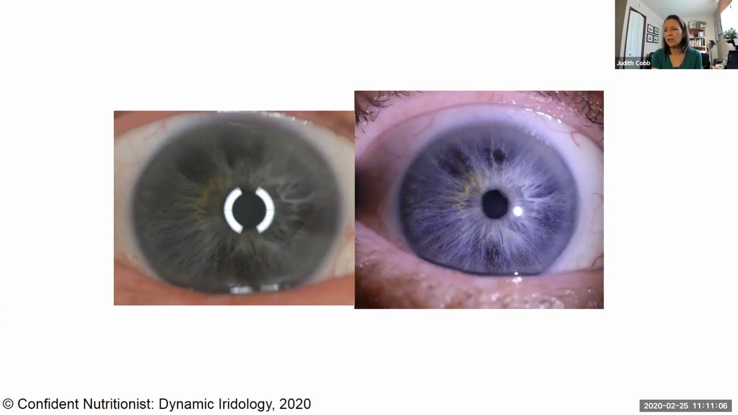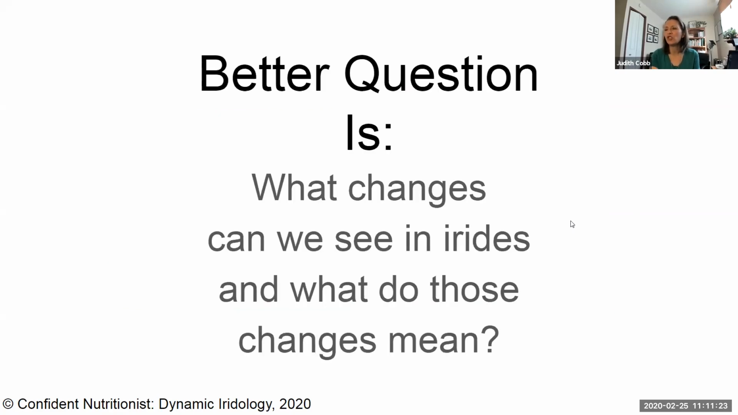Look at the skin tones. Double check, what does the flash look like? You know, and to do photos using natural light, nearly impossible, because you're always going to get reflections from the lights and from the sun and from other things. So the better question is, what changes can we see in the irides and what do those changes mean?